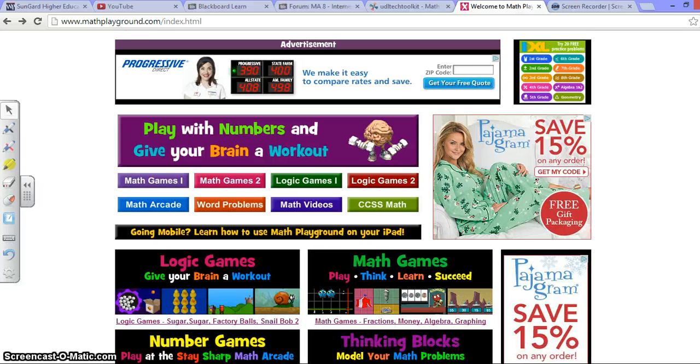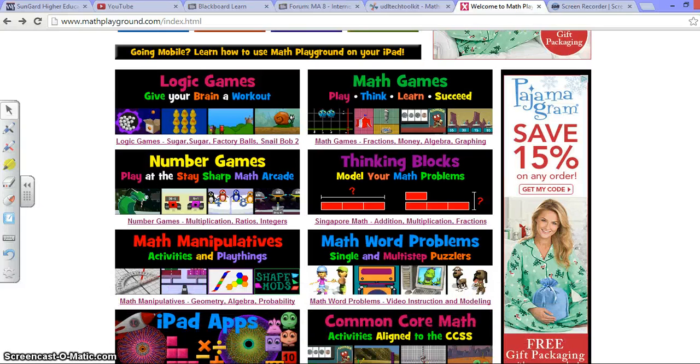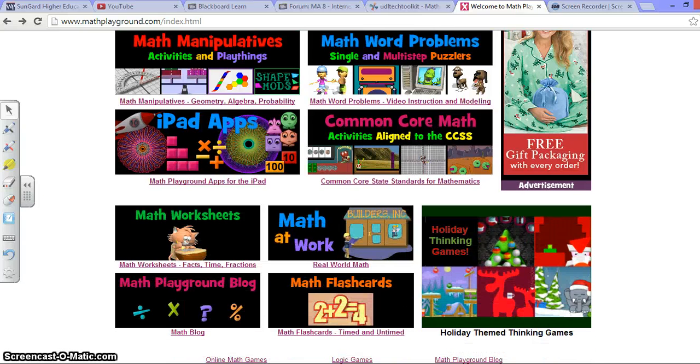It lists logic games for kids, math games, number games, thinking blocks, math manipulatives, math word problems. Another great one that they have is iPad apps, which is very huge to technology nowadays, which the world is involved in technology so much. And it also has Common Core math. Also at the bottom, which is helpful not only for students, there's also math worksheets for teachers to print out. There's math at work, there's a math playground blog, and they also have math flashcards, which is beneficial as well.